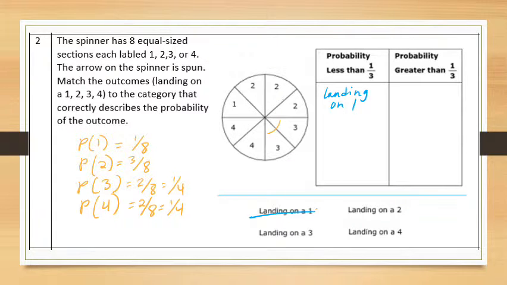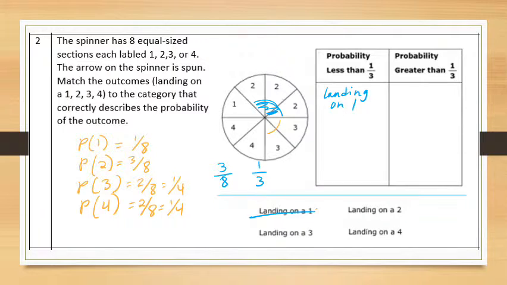Well, this one's kind of interesting because landing on a 2 is 3 sections here. It's 3 out of 8. But how does that compare to 1/3? How do you remember comparing fractions? I want to know which one's bigger, 3 out of 8 or 1 out of 3, or are they the same? One way to do this is to find a common denominator.